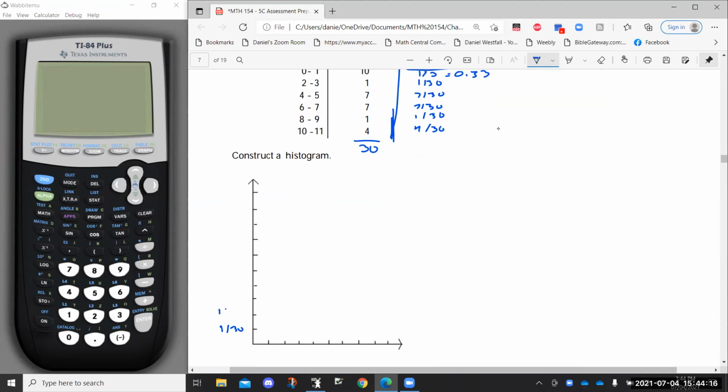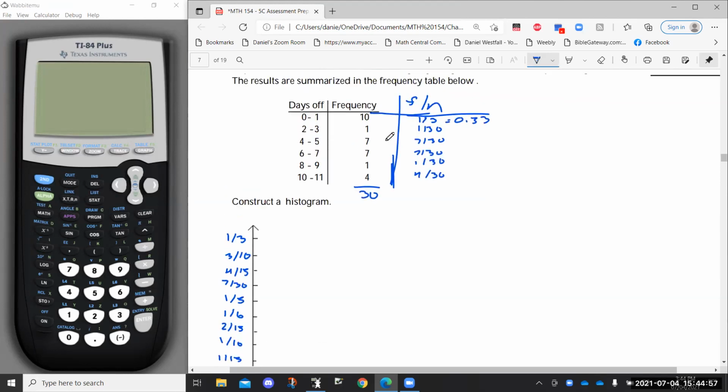1 over 30, 1 over 15, 3 over 30 is going to be 1 over 10, 4 over 30 is going to be 2 over 15, 5 over 30, 1 over 6, 6 over 30, 1 over 5, 7 over 30, 8 over 30 is going to be 4 over 15, 9 over 30 is going to be 3 over 10, and 10 over 30 is going to be 1 over 3 for my probabilities.